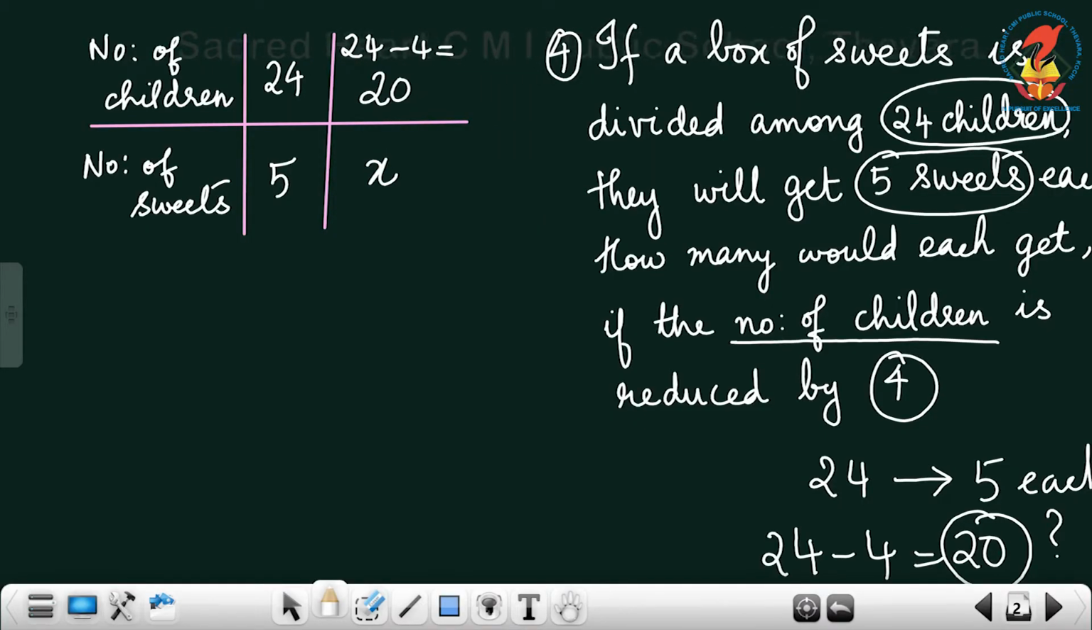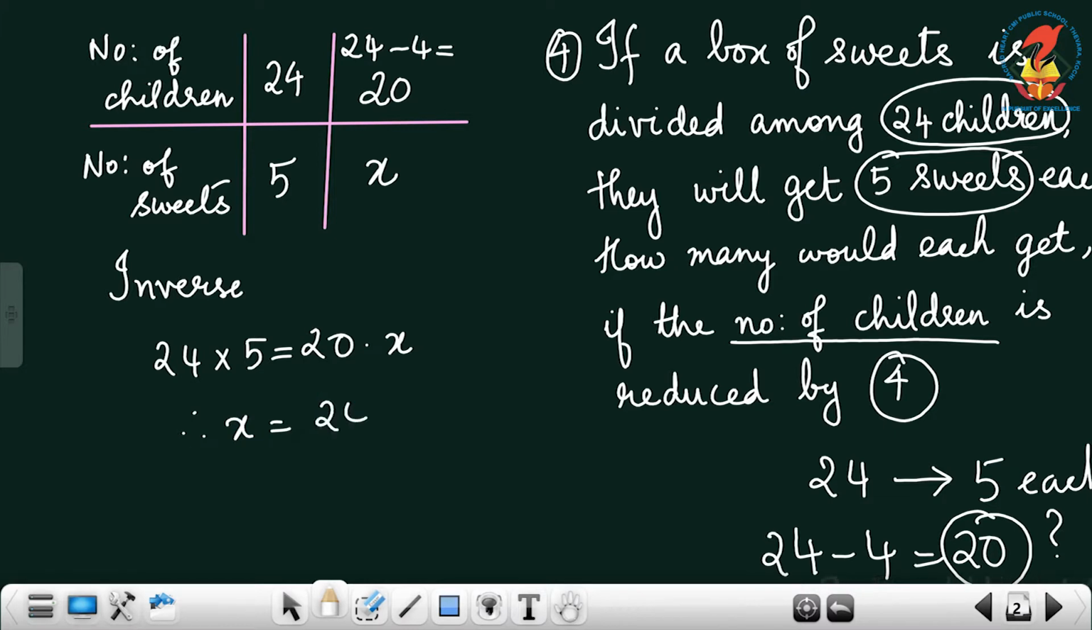So, let x be the number of sweets each child gets. Then, this is an inverse proportion. For an inverse proportion, the product remains constant. So 24 into 5 is the same as 20 into x. Therefore, x equals 24 into 5 by 20. 5 goes in 20 4 times. 4 goes in 24 6 times. So 6 sweets.